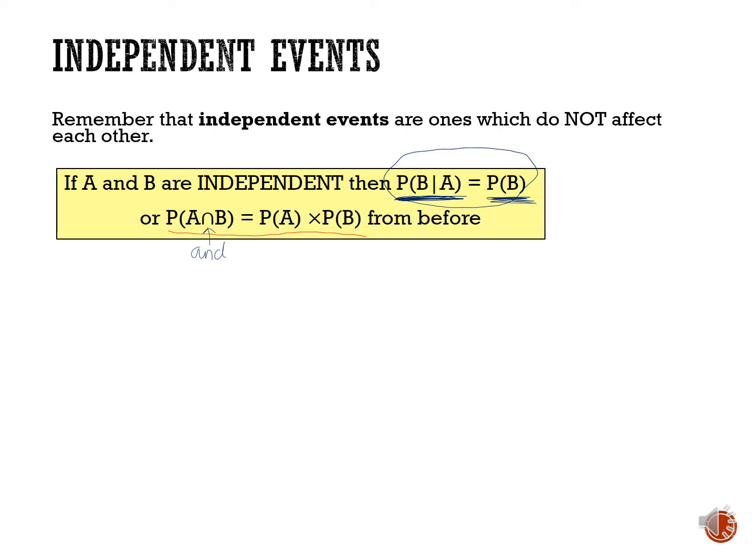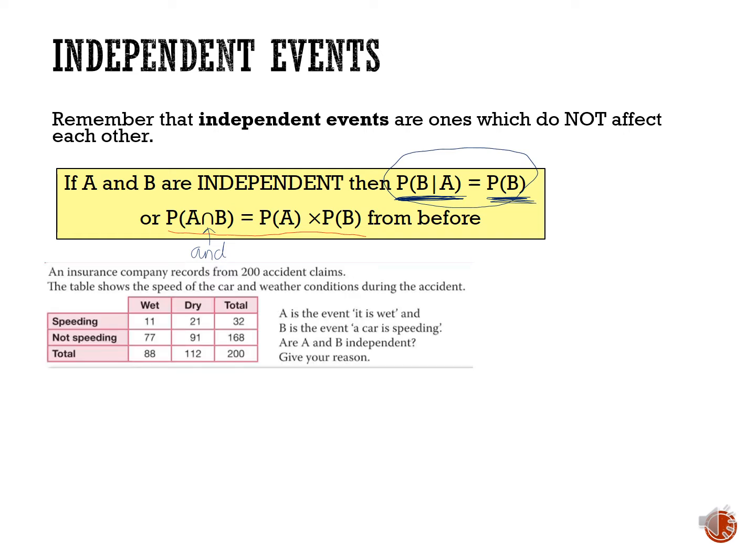Okay, so let's have a look at an example of that then. You might want to pause this, but if you can write down the 2A table there, you see some information about accident claims for cars speeding or not speeding in wet and dry conditions. Okay, and the question says, are A and B independent? Give reasons for your answers.